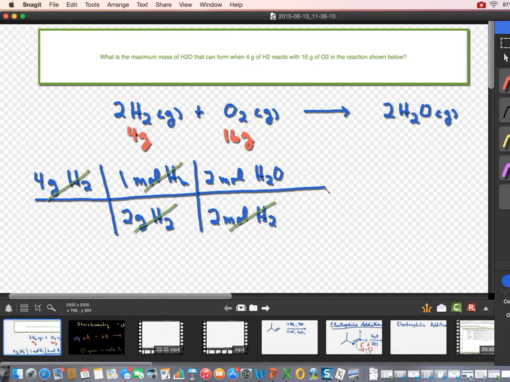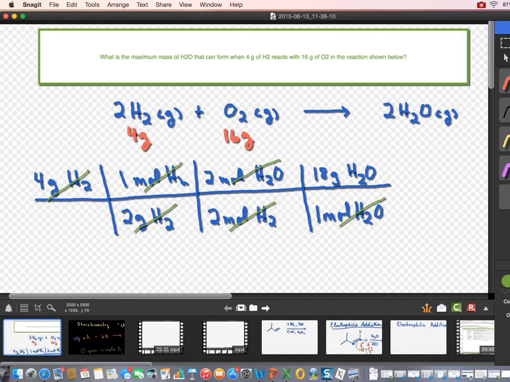Finally, I want to convert moles of my product to grams of my product. Once again, this is a periodic table conversion. I know that 1 mole of H2O is equivalent to 18 grams of H2O. Oxygen has a mass of 16. Each hydrogen has a mass of 1. 16 plus 1 plus 1 is equal to 18. And finally, I can cancel moles of H2O. So notice my final unit is in the unit that I am seeking. I want grams of H2O.